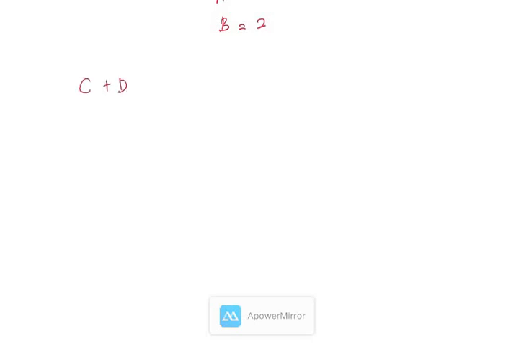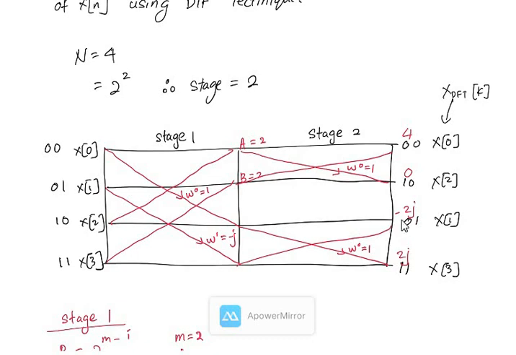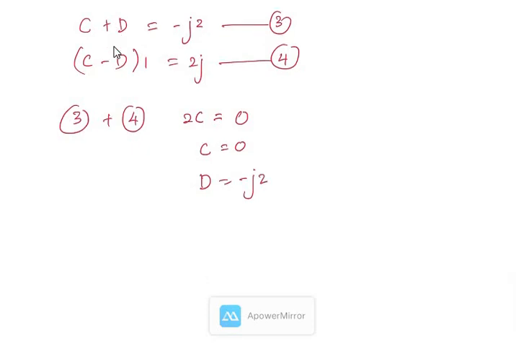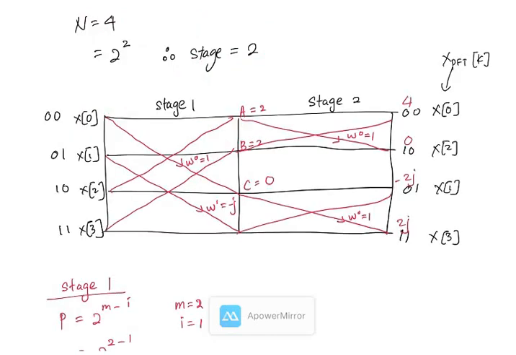Next is C plus D. We go back to the diagram. C plus D equal to minus 2j and C minus D multiplied with 1 equal to 2j. This is equation number 3, this is equation number 4. So 3 plus 4, I will get 2C, where D minus D is equal to 0, and minus 2j plus 2j is also equal to 0. So I get 0 here, so C equals 0. Then I substitute the value of C, and I get D equal to minus 2j. So I finished stage 2. Now let's transfer the values of C and D into the diagram: C I get 0, D I get minus 2j.